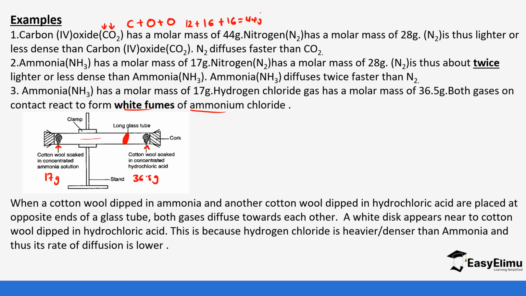So that is basically what we have explained. Hydrogen chloride is heavier while ammonia is lighter, so ammonia will diffuse faster. The white fume will occur closer to where hydrochloric acid is, because hydrochloric acid does not move very fast.